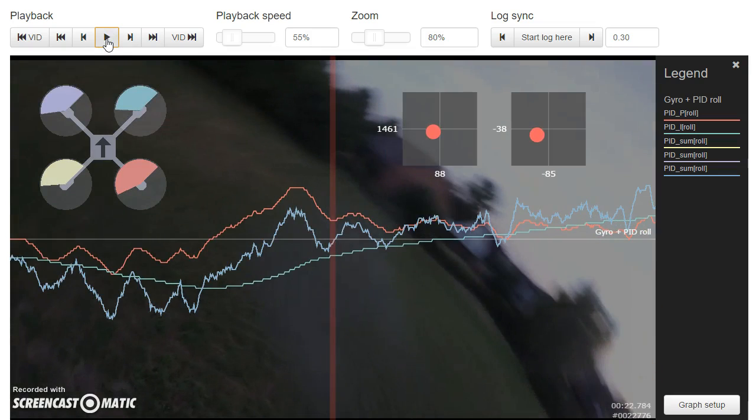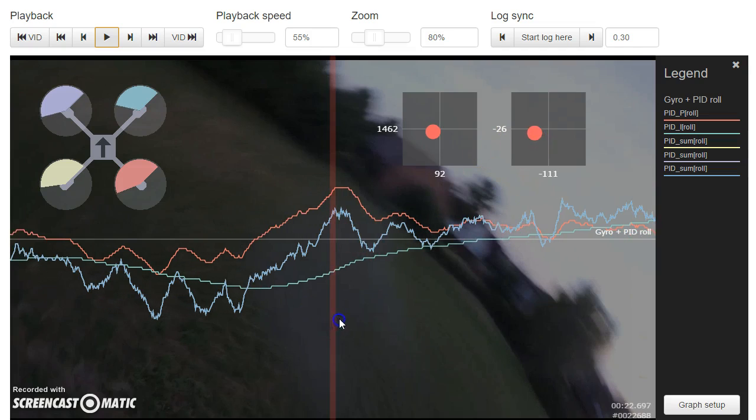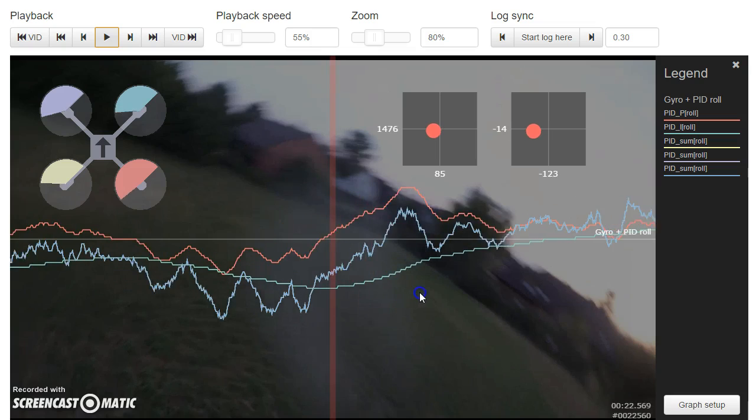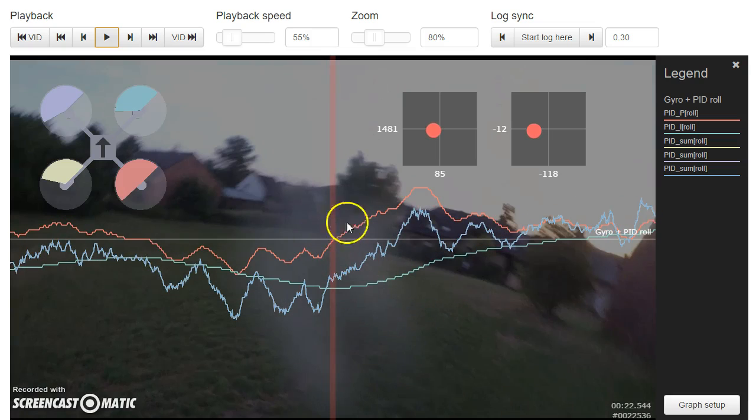Now, see, now the stick pushes left. Now, when the stick pushes left, P term says, turn left! Turn left right now! Here's the moment where that begins to happen. The P term goes positive. How long does it take before the I term comes to agree with the P term? And more importantly, how long does it take before the PID sum comes to agree?